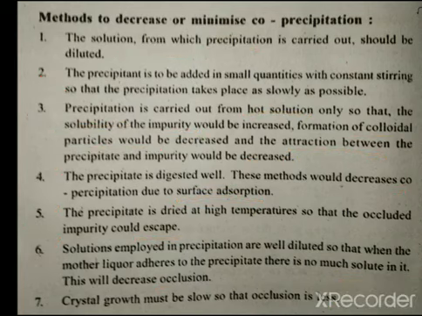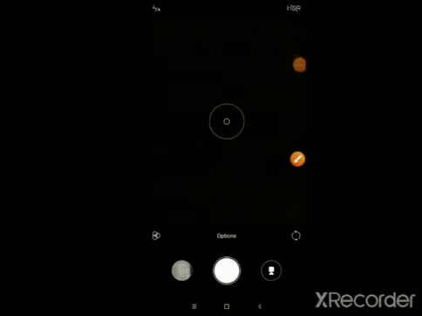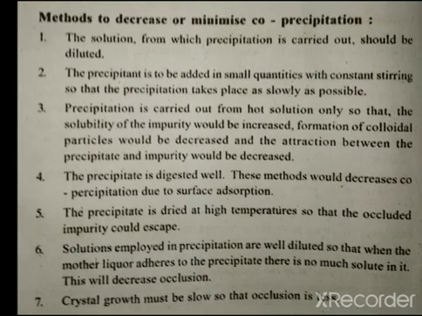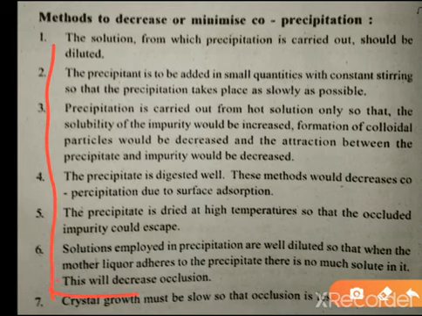And then the crystal growth must be slow. If you do this, the crystal growth is slow, so that occlusion will be less. So these are all the several methods to decrease or minimize co-precipitation. These are the points we have to follow to decrease the co-precipitation.